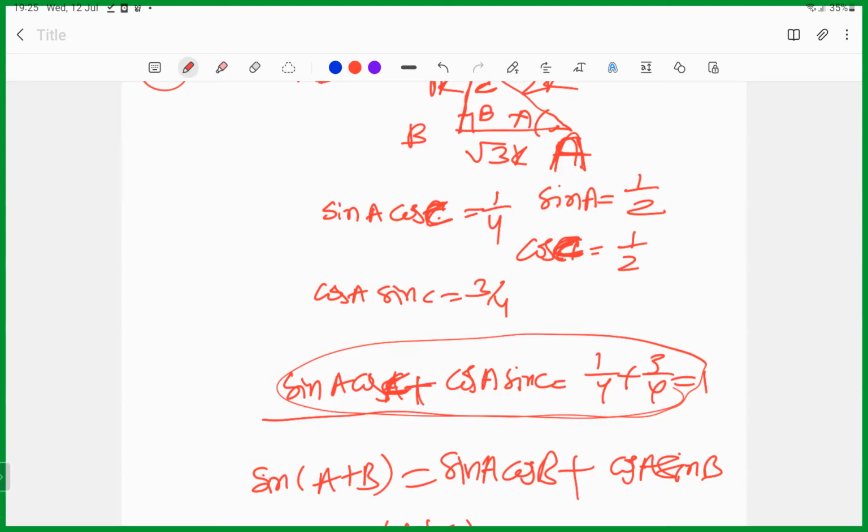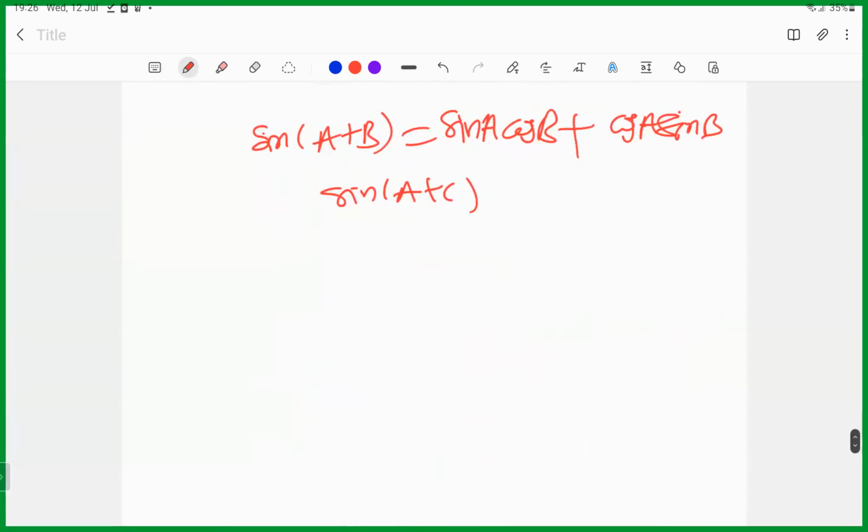When will tan theta equal 1? If tan A equals 1, then the adjacent side and the opposite side will be equal, right? When the adjacent side and opposite side are equal, then tan theta equals 1. So this side and this side are equal, and this angle is 90, so the other two angles will also be equal. So what are the angles? 45, 45.